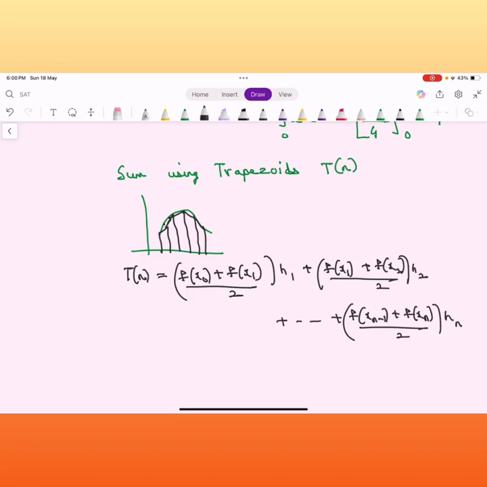So I'll conclude this lesson. We have learned how to calculate the left sum, right sum, midpoint sum, and the actual sum using integrals, and also the sum using trapezoids.